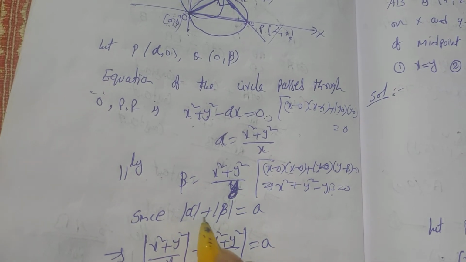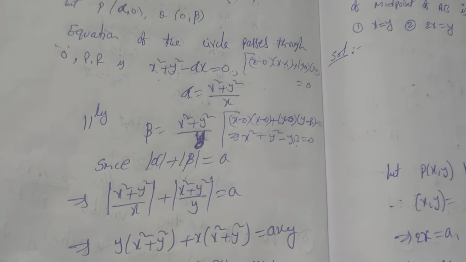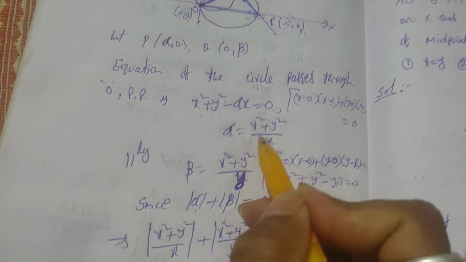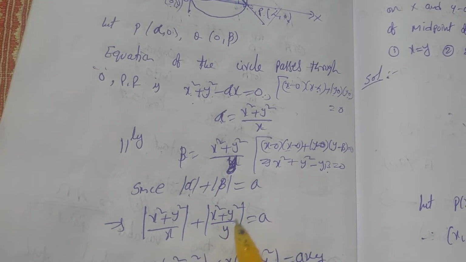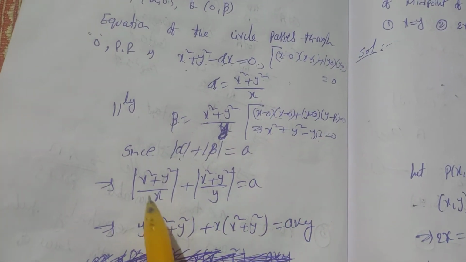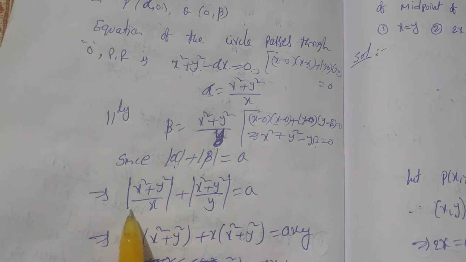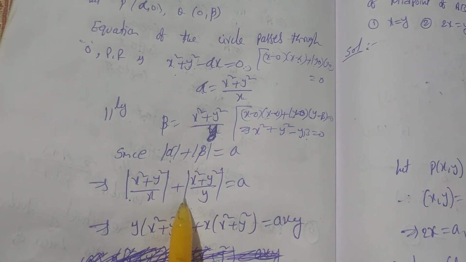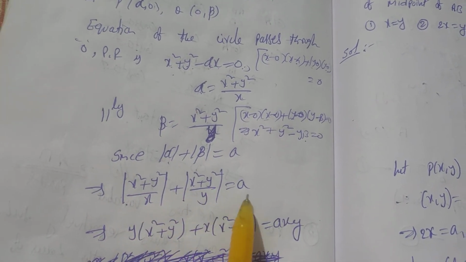So in this condition you substitute alpha beta, then you get a relation between x and y. So mod alpha is nothing but modulus of x square plus y square by x, plus mod beta is nothing but modulus of x square plus y square by y is equal to a. Here, to eliminate the modulus, we have to take plus or minus, here plus or minus, here plus or minus. So plus or minus x square plus y square by x plus or minus x square plus y square by y is equal to a.